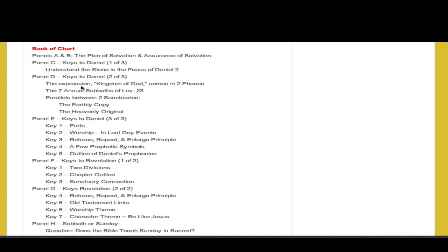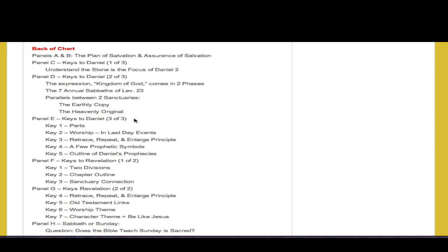It takes the expression kingdom of God and shows it comes in two phases, the kingdom of grace and the kingdom of glory. The second section is dealing with the 7 annual Sabbaths of Leviticus 23. There are pictures for each one of those Sabbaths. The third and final item on panel D is parallels between two sanctuaries, the earthly copy and the heavenly original.